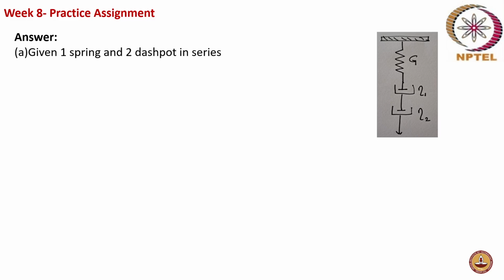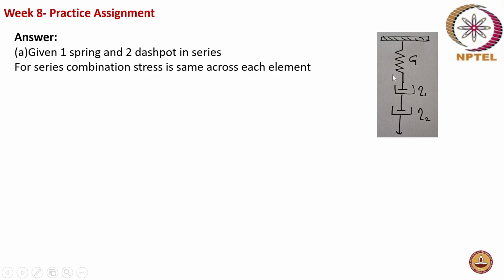Now in the question they have given one spring and two dashpots in series. For a series combination, the stress is the same across each element. What does that mean? Stress remains constant. That means the stress in the spring element is equal to the stress in the dashpot element, which is equal to the stress in the second dashpot element also. So sigma 1 is equal to sigma 2 is equal to sigma 3.